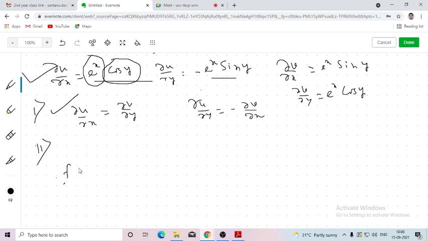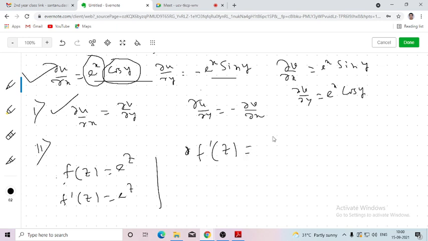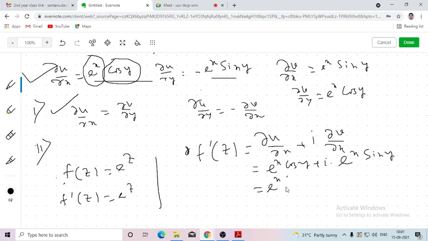Then we need to find its derivative. You know that if I consider f(z) equals e to the power z, the derivative will obviously be e to the power z if you use the first principle. Apart from this, we want to identify the derivative in terms of the partial derivatives. f dash, with respect to x, will be del u del x plus i del v del x. Del u del x is e to the power x cos y, and i del v del x will be i e to the power x sin y. So that means e to the power x into cos y plus i sin y, which is e to the power x e to the power iy. So this is e to the power x plus iy, that is e to the power z.